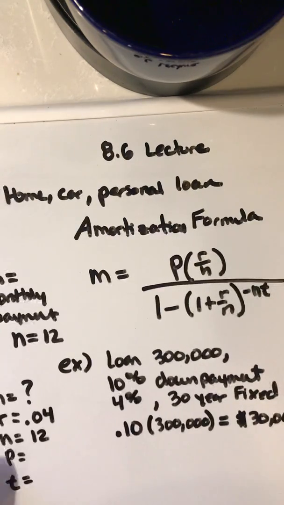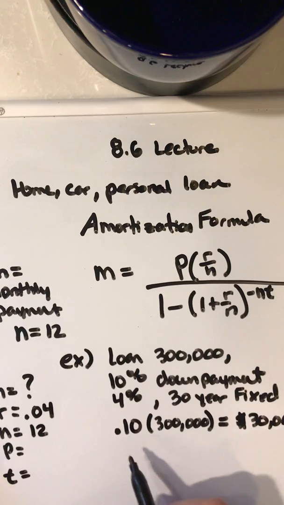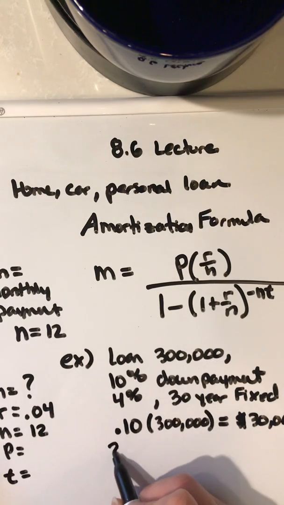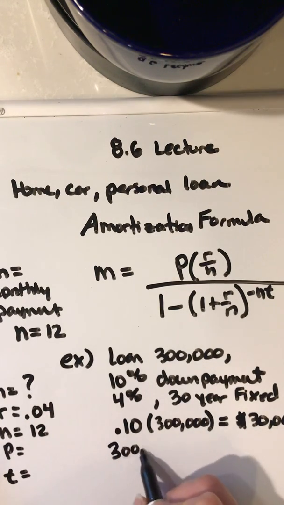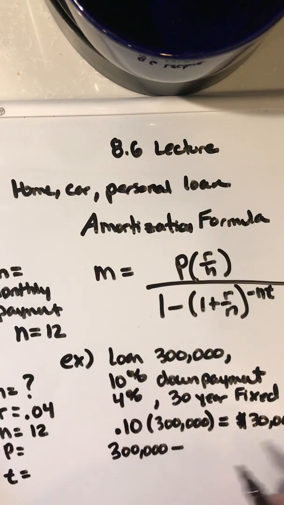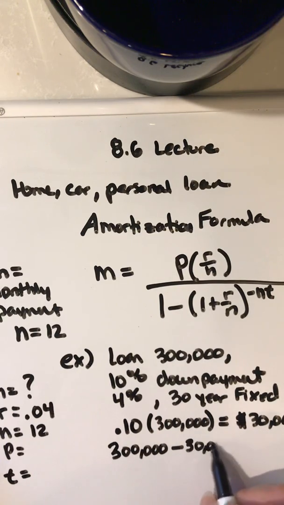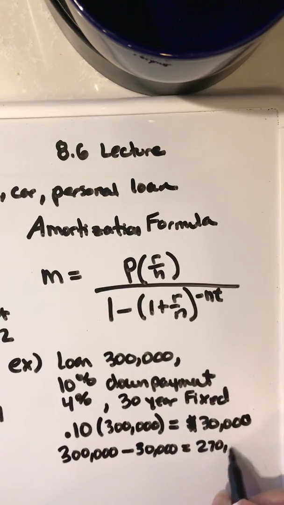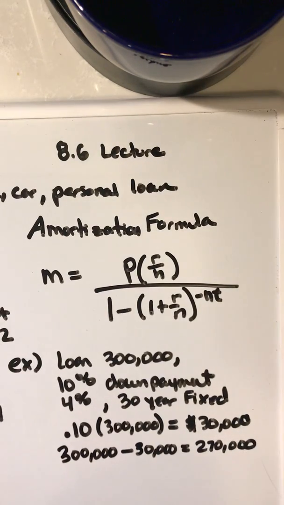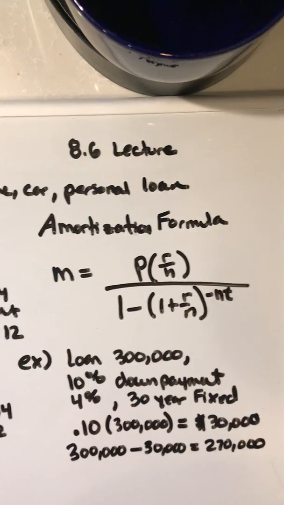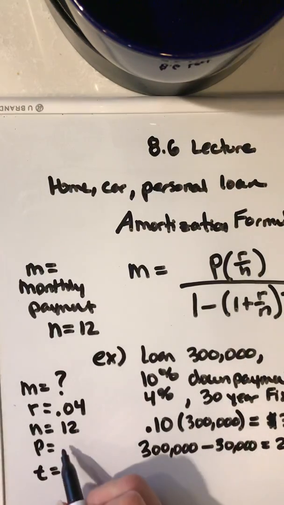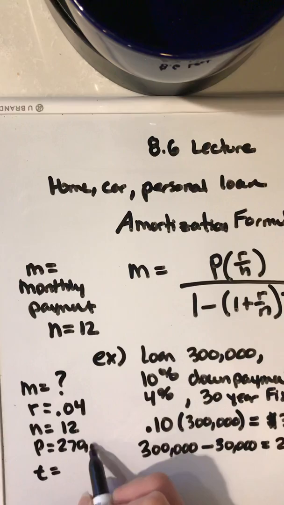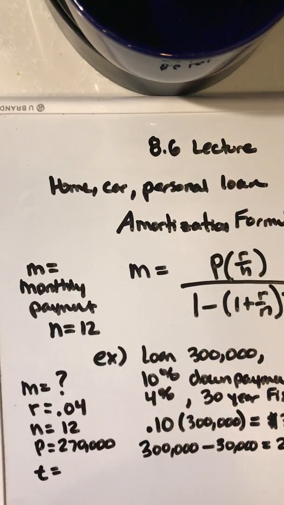So we have to find P. So P is going to equal the $300,000 for the price of the house minus the $30,000 down payment, which is going to equal $270,000. So that's going to be the principal, the amount of the loan. So that's going to be $270,000. And T is in years, 30 years.